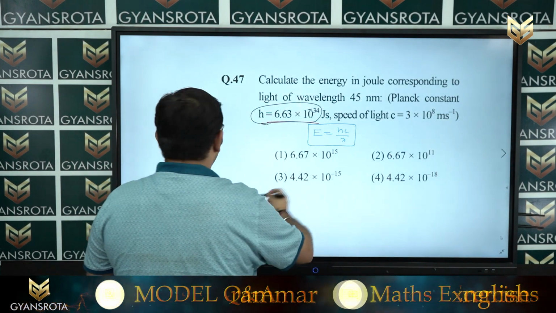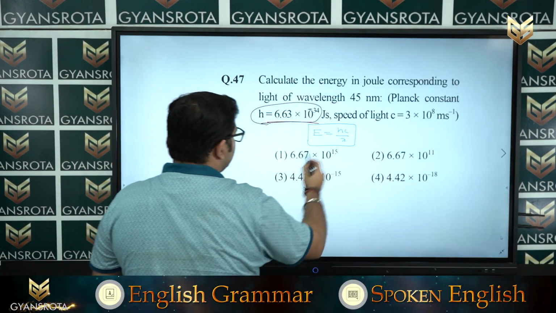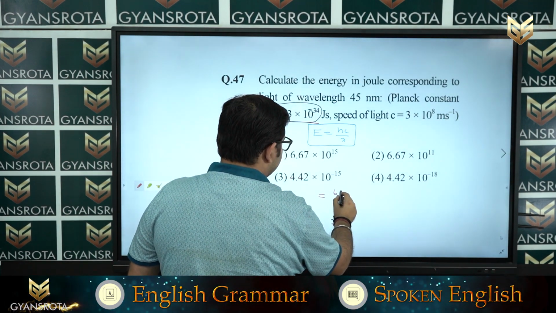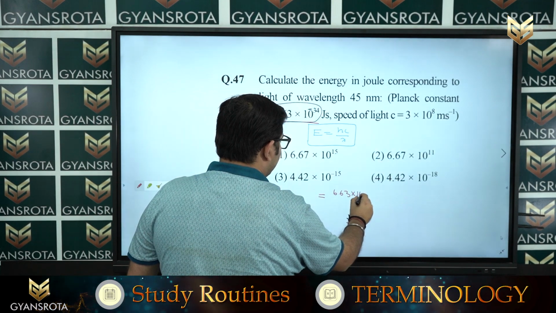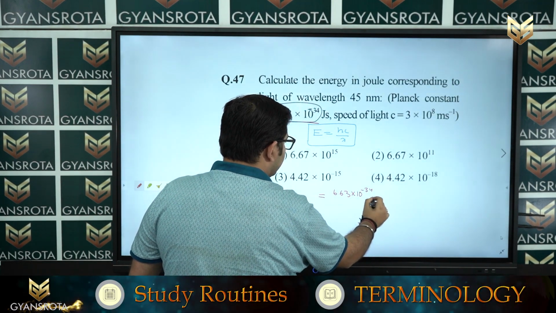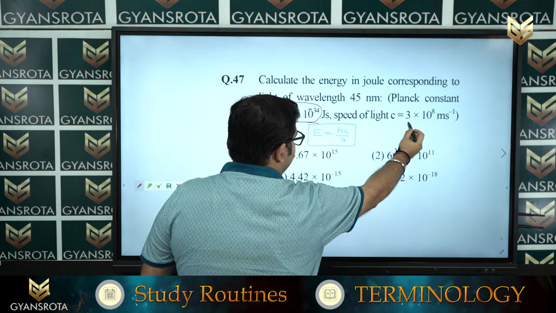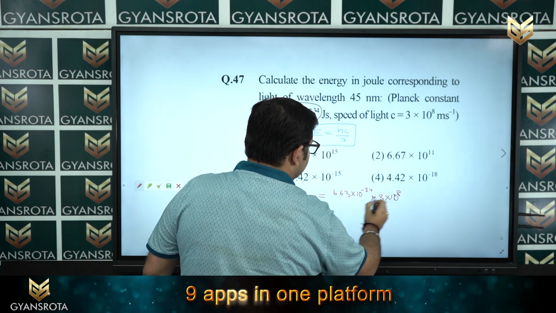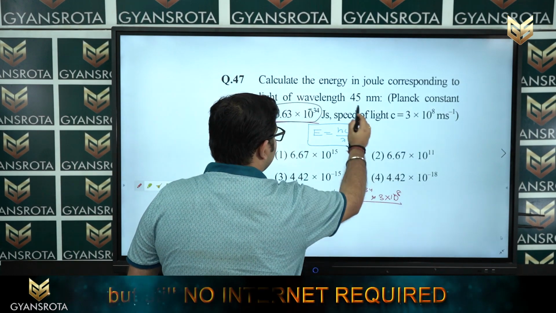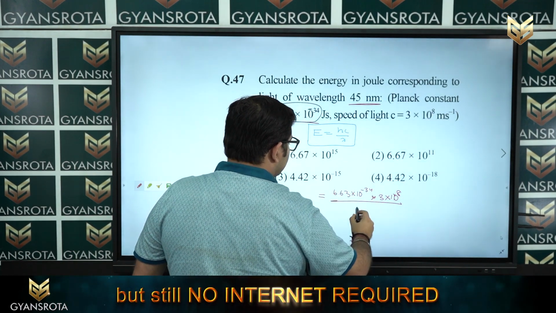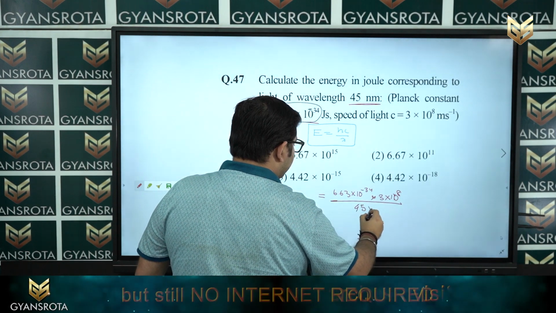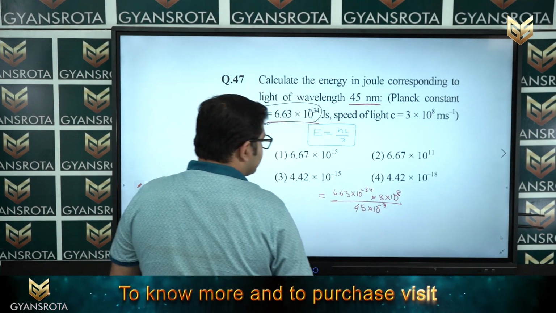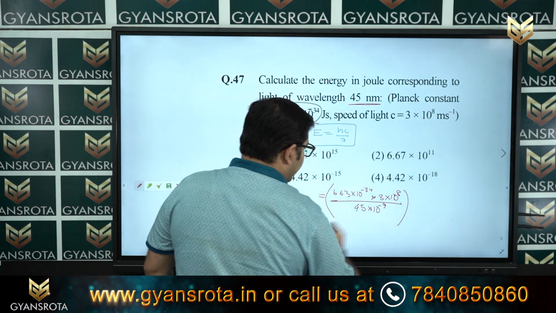Now if you see in the question, they have given the value of h, that is 6.63 into 10 to the power minus 34, into the speed of light, that is 3 into 10 to the power 8, divided by the lambda value, which they gave as 45 nanometer. So we have to convert it into meter: 45 into 10 to the power minus 9 meter. Now we have to solve this mathematical expression.